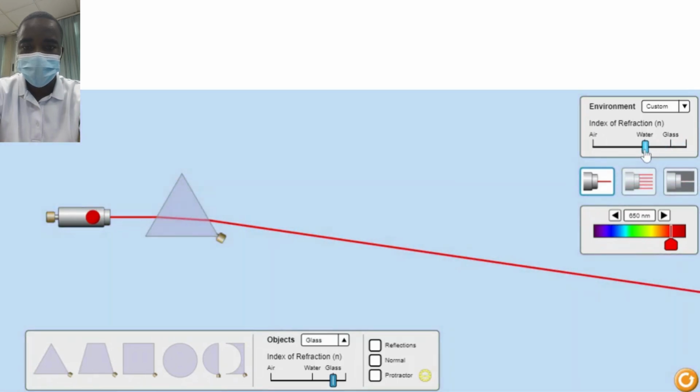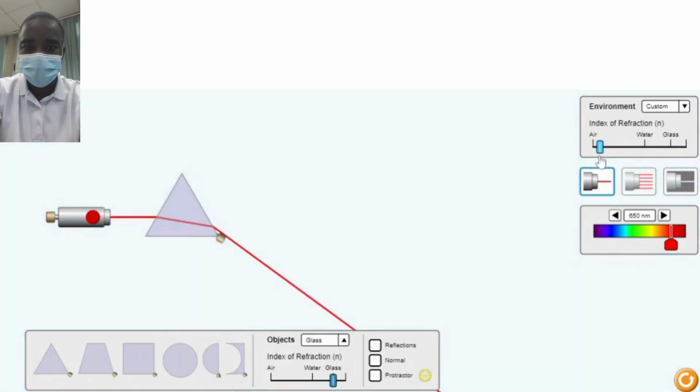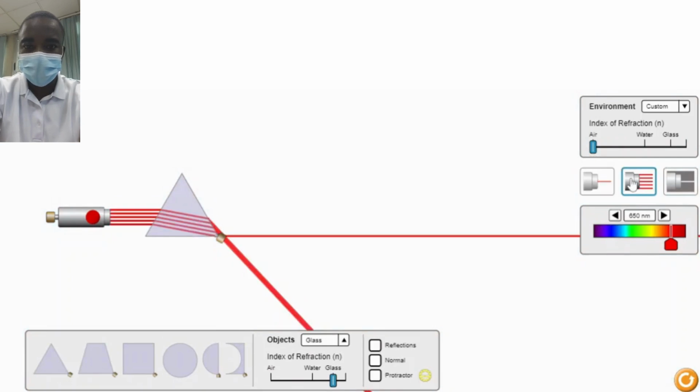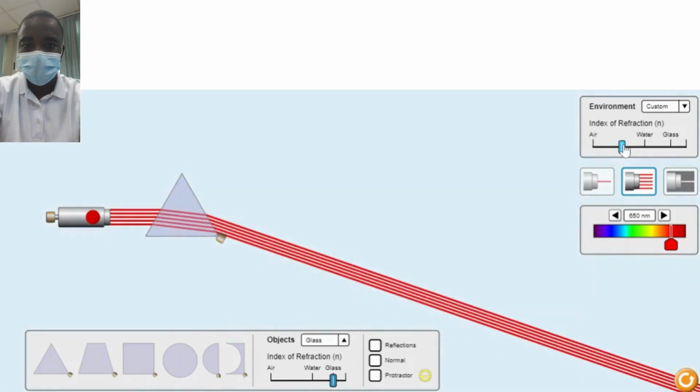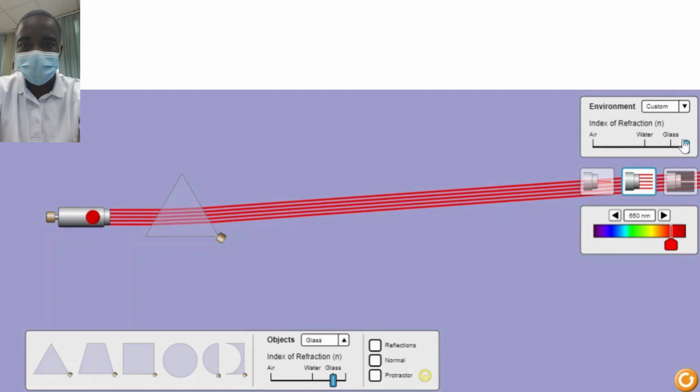The intensity of light changes as it refracts and disperses. Students can use the intensity meter to measure the intensity of light as it passes through different media, and observe how the intensity changes with the angle of refraction and the wavelength of light.